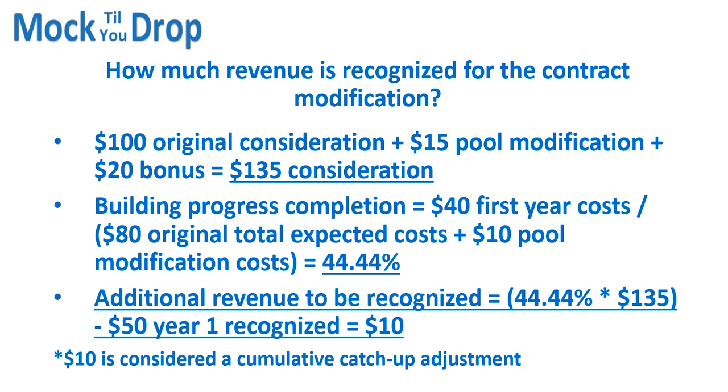Now, builder B's progress towards completion is going to be based on the expenses. So if we take the year one cost of $40 and divide that by the initial total expected cost of $80 plus the cost of the pool modification of $10, which gives us $90, we get a completion of about 44%. So we multiply that by the total consideration and we subtract the amount already recognized, which is the $50 for year one, and we get $10. This is the amount that is considered a cumulative catch-up adjustment, and it's recognized on the date that the contract is modified, which in this case is the beginning of year two.